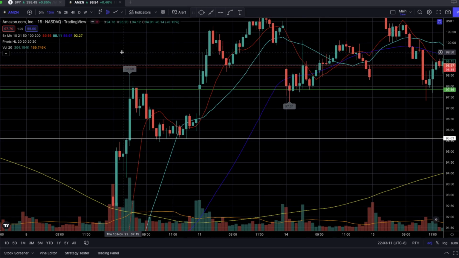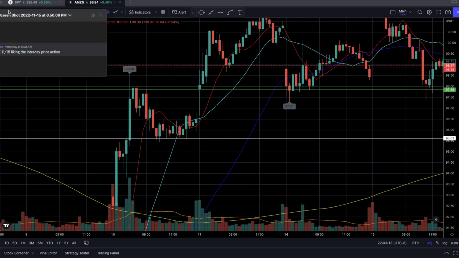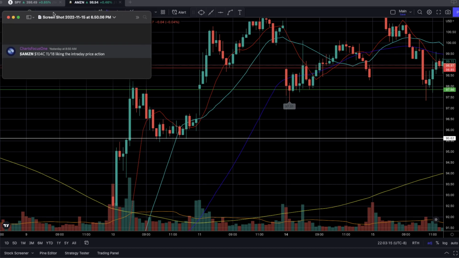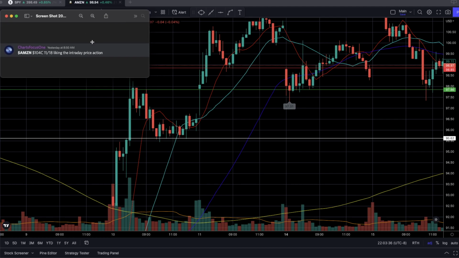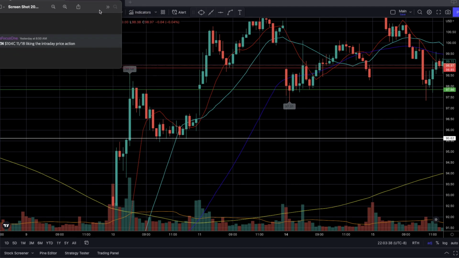So here is when I got in. At 8:50 a.m., I sent in a trade here: Amazon $104 strike calls expiring on November 18th. Okay, so that is a weekly expiring contract because I like the intraday price action. So at 8:50, where did I get in then?